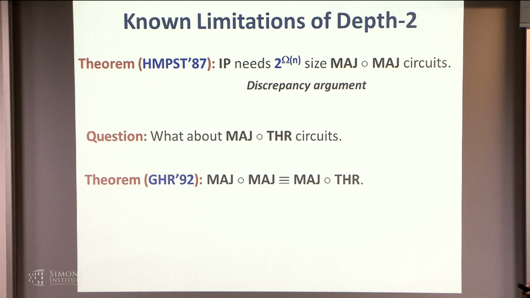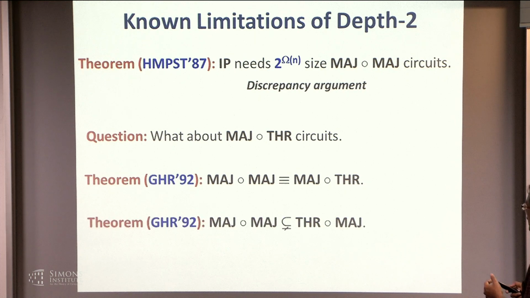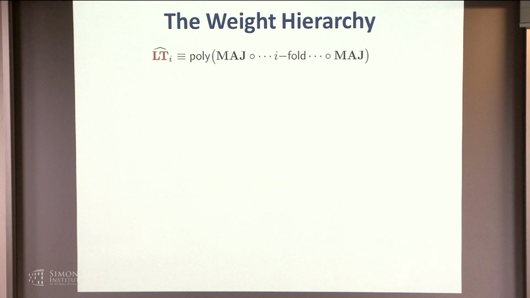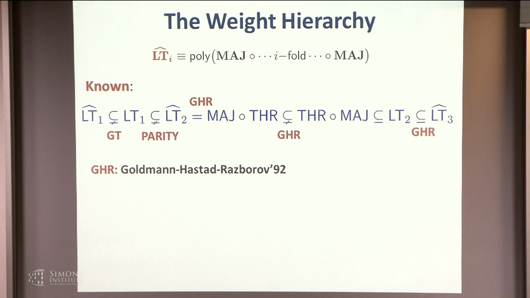So it seems like if you add weights at the bottom, it does not matter. Okay? And in the same paper, they also showed that if you add weights at the top, it does matter, meaning there is a function in threshold of majority. Here, this threshold is unrestricted. Everything else is restricted to have small weights, then this class is strictly more expressive. It can compute functions that are hard for majority of majority. So now we have the following weight hierarchy. So as I said, the greater than function separated these two. This was separated by parity.